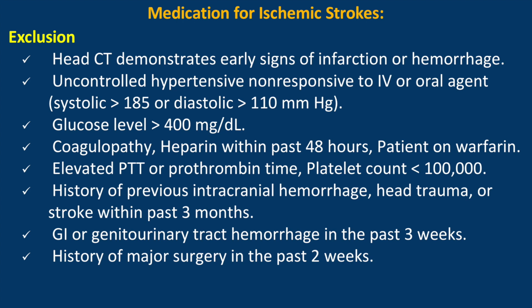if the patient has coagulopathy, heparin within the past 48 hours, if the patient is on warfarin, elevated PTT or prothrombin time, platelet count less than 100,000, history of previous intracranial hemorrhage, head trauma or stroke within the past 3 months. If the patient has GI or genitourinary tract hemorrhage in the past 3 weeks, history of major surgery in the past 2 weeks, in such patients we cannot administer TPA.